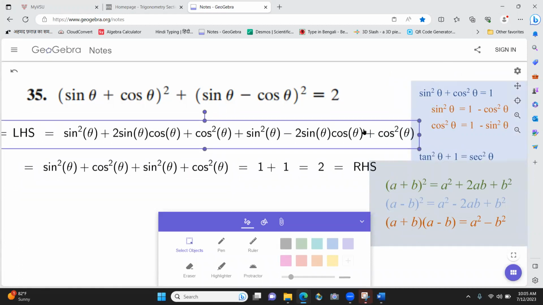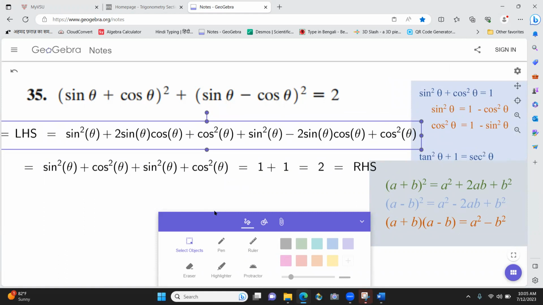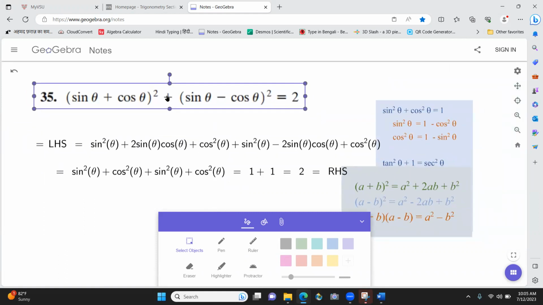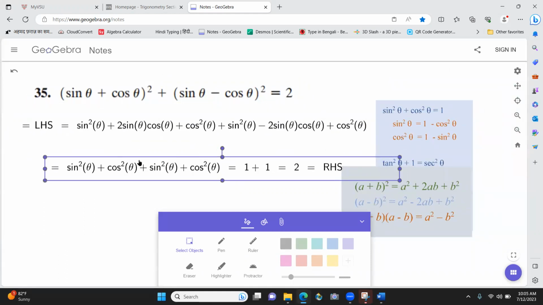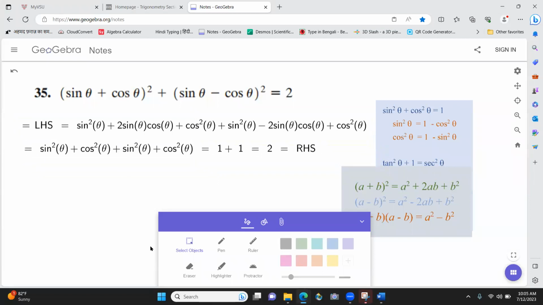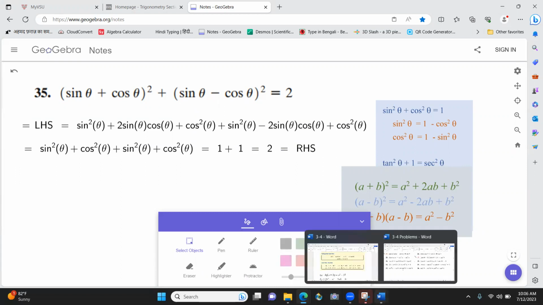It's a bit too long. I know they're overlapping, but I hope that's not too bad. Okay. Any questions, guys?